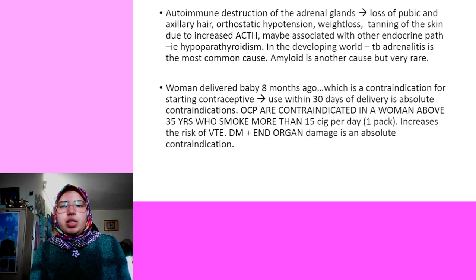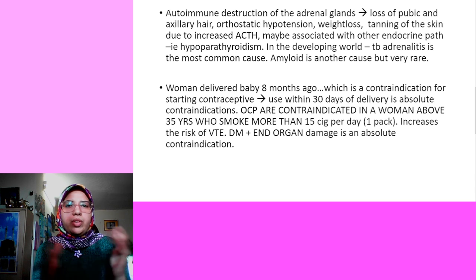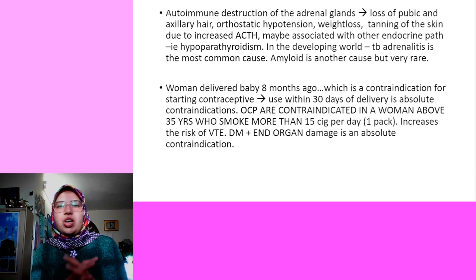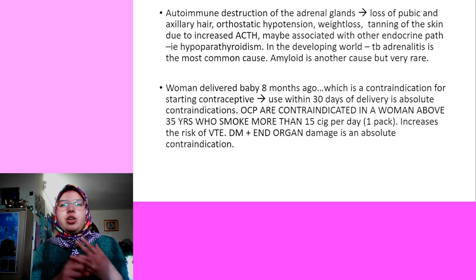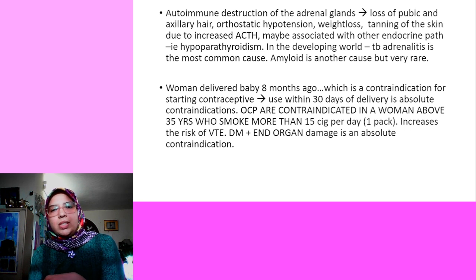Autoimmune destruction of the adrenal glands, what's that going to look like? Loss of pubic and axillary hair. So if you're going to have autoimmune destruction of the adrenal glands, you're going to have destruction of all three zones. So if you follow it through by just thinking about it, you're going to have all of the features of all of those hormones being decreased. If you're not going to have aldosterone, you're going to have orthostatic hypotension. If you're not going to have cortisol, you're going to have decreased pubic hair and axillary hair. You're going to have increased ACTH, which is going to turn into MSH, and then you're going to have tanning of the skin and the gums.